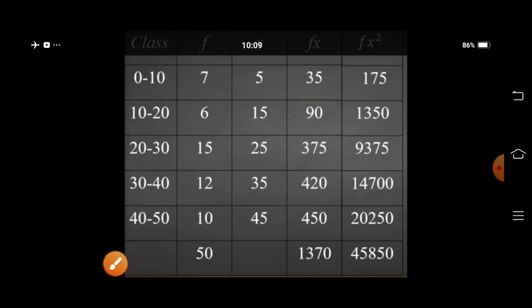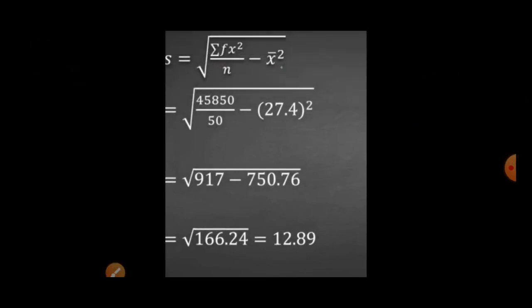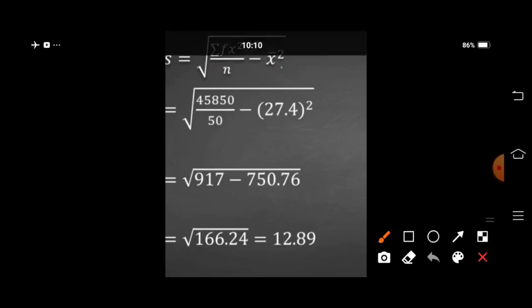Total of these columns, sigma fx square, would be 45,850, and total of frequency column n equal to 50. Write down here in the formula sigma fx square equal to 45,850, n equal to 50, x bar 27.4 whole square.